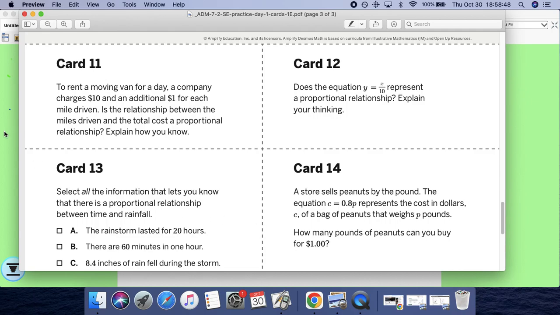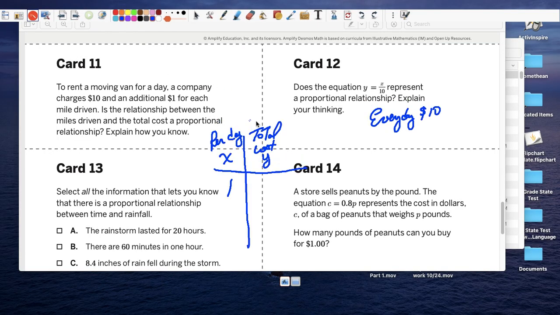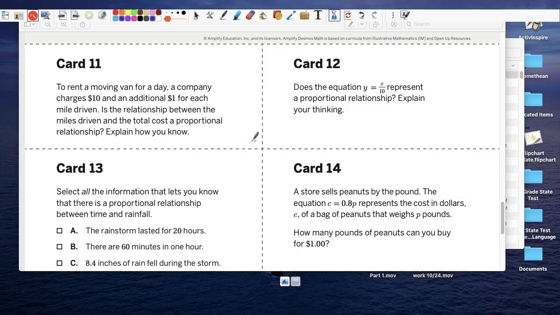Part 2 says to rent a moving van for a day, a company charges $10 and an additional dollar for each mile driven. Is this relationship between the miles driven and the total cost proportional? All right, so let me actually erase that. So how should we do this?